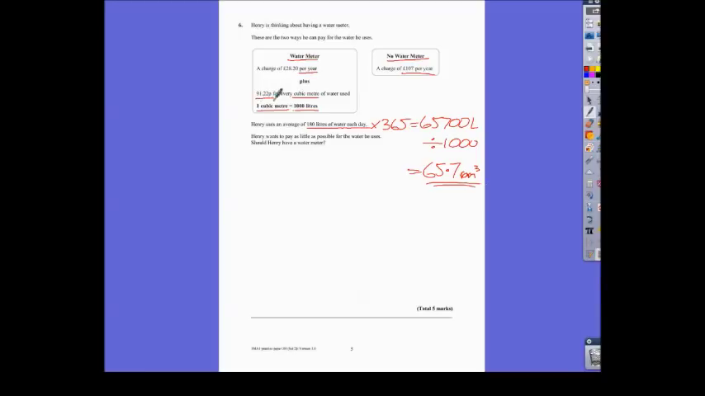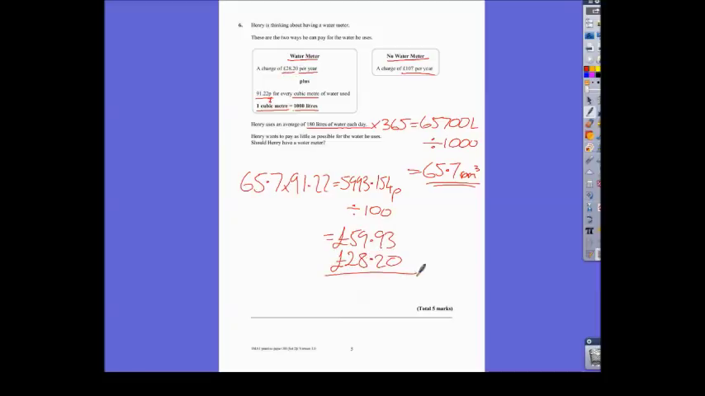Now the cost is 91.22 pence per cubic metre, so 65.7 times 91.22 gives us 5,993.154, and that's pence, because this was in pence. Now everything else is in pounds, so if we divide that by 100 to get that into pounds, that's 59.93, and the 0.154 is not going to change that, so we're not going to round it up. And we want to add to that the standing charge of £28.20 per year. Again, we're using a calculator for all this, so that will give us £88.13 for the full year.